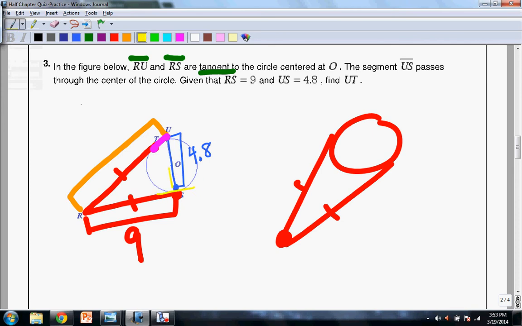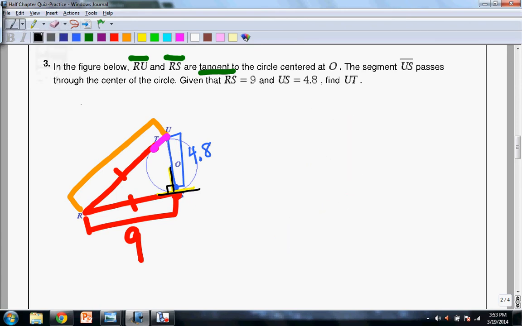We have a tangent here. We have a radius. Tangent, radius. Remember this? If tangent to a radius, right angle at the edge. So let's pull out and see what we have here. We have a triangle. This is 4.8. This is 9. And this, the orange, we don't know.